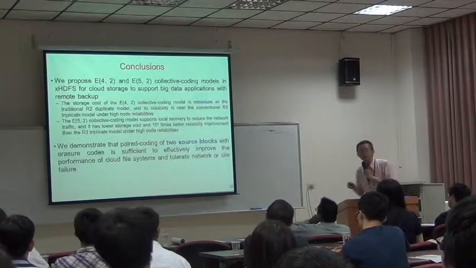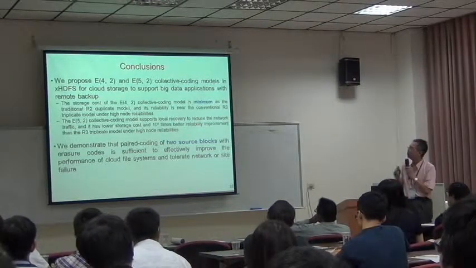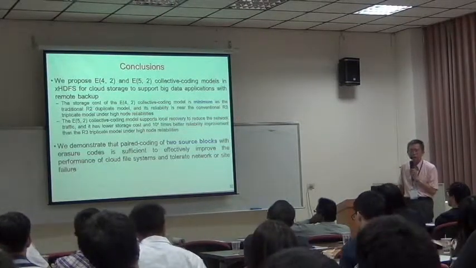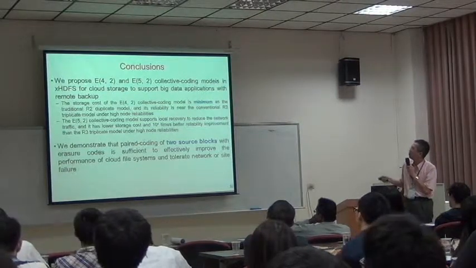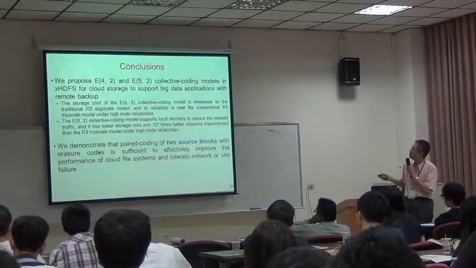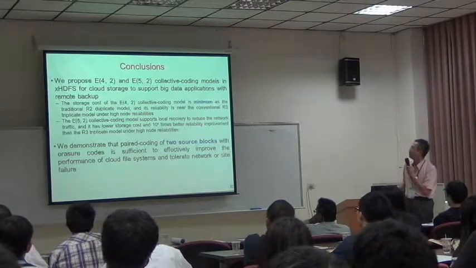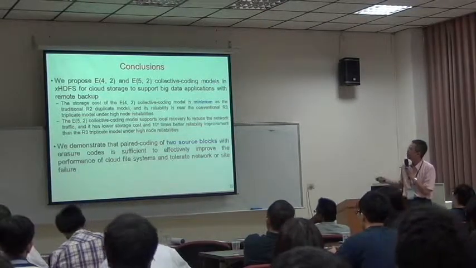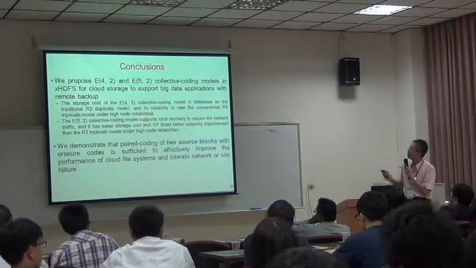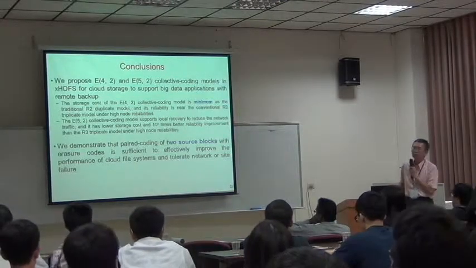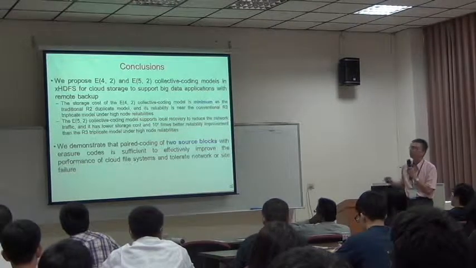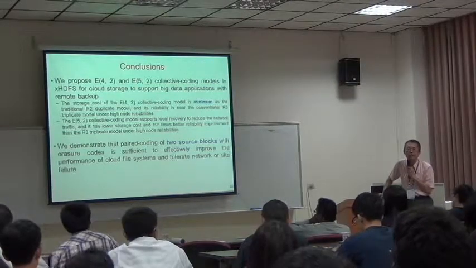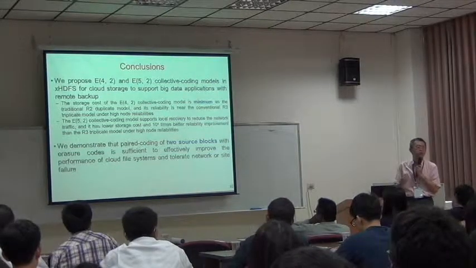Okay, in conclusion, in this paper, we propose two models to support remote data as well as erasure code storage, to reduce the storage cost. In the proposed E42, the storage cost is minimal. And for the E52, the storage cost is 2.5, but it can perform 10,000 times better than the R3 model. And we show that two-source block is a simple and useful approach to support cost-effective and reliable cloud storage. Okay, this is my talk. Thank you.